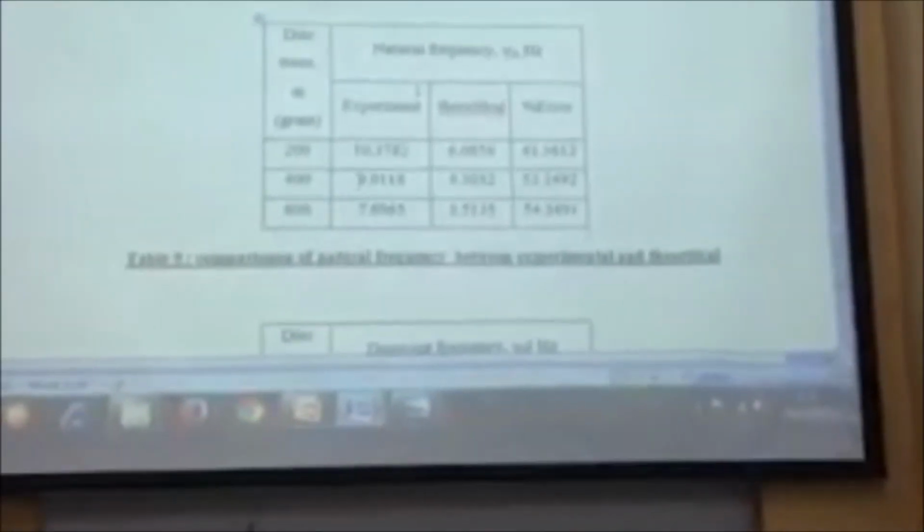And next is the comparison of natural frequency between the experimental and theoretical. We get that the 200 gram mass has a higher value of natural frequency, and for the 600 gram mass we get a lower natural frequency. From this experiment, I can say that increasing the mass makes the natural frequency decrease.